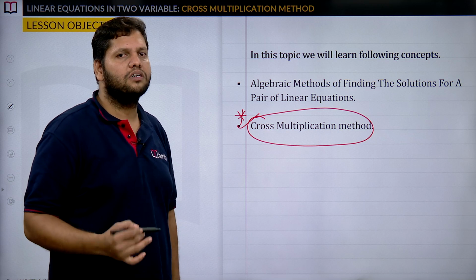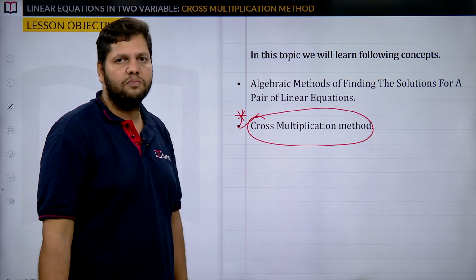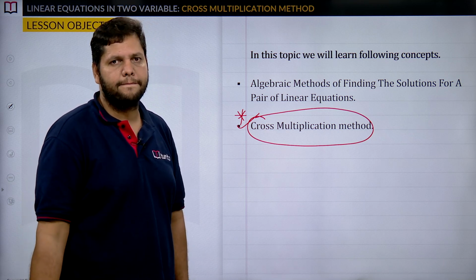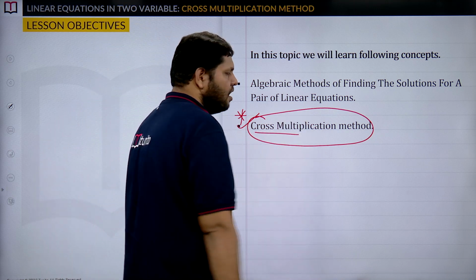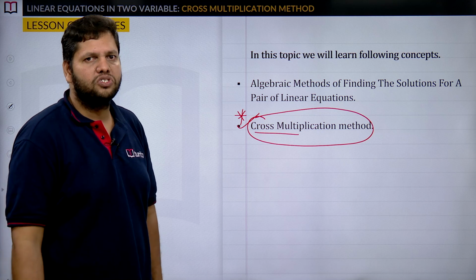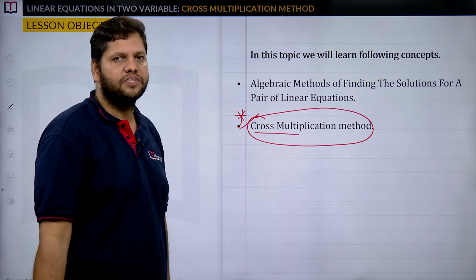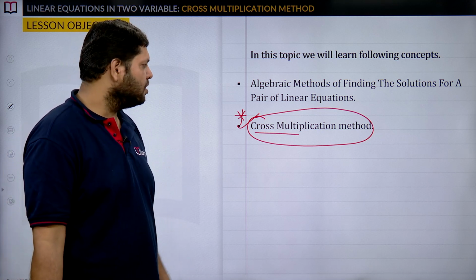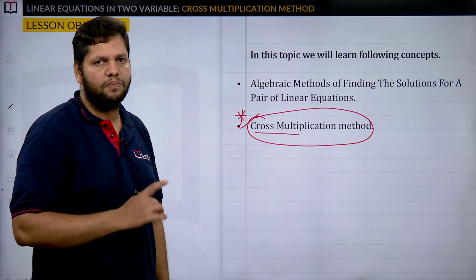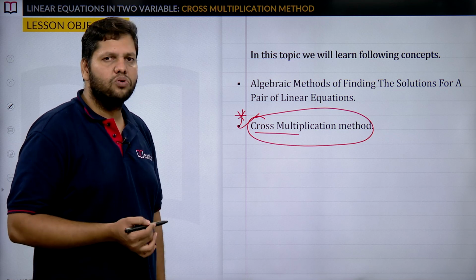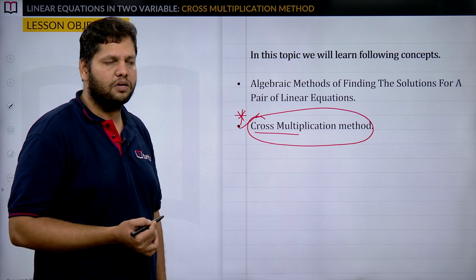You can solve the linear equations in two variables very quickly, and there will not be any mistakes when you do this method. The chance of committing a mistake is very low. So try to practice this cross multiplication method more. It is one of the methods for finding the solution of a linear equation in two variables.